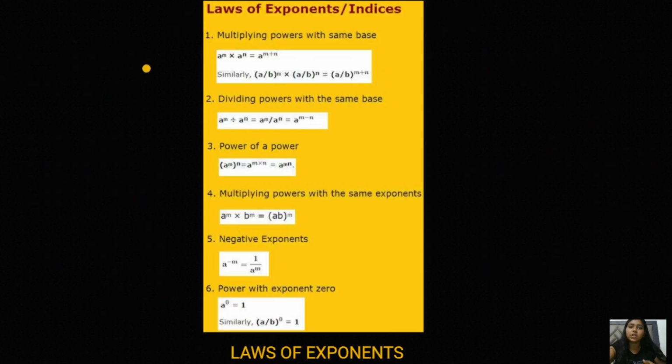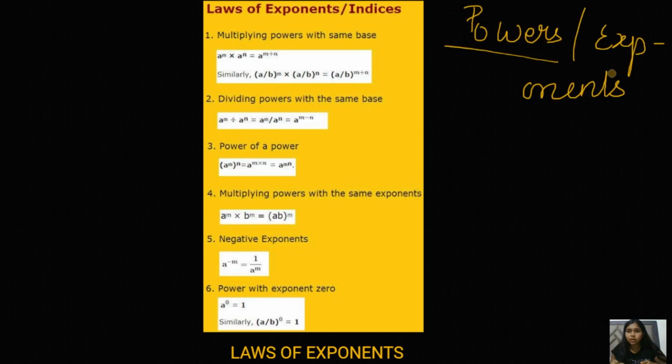So basically, what is the law of exponents? Generally we call them powers or exponents. So basically there are certain laws for these powers and exponents. Now let's move forward with this. Now let's have a look at this.